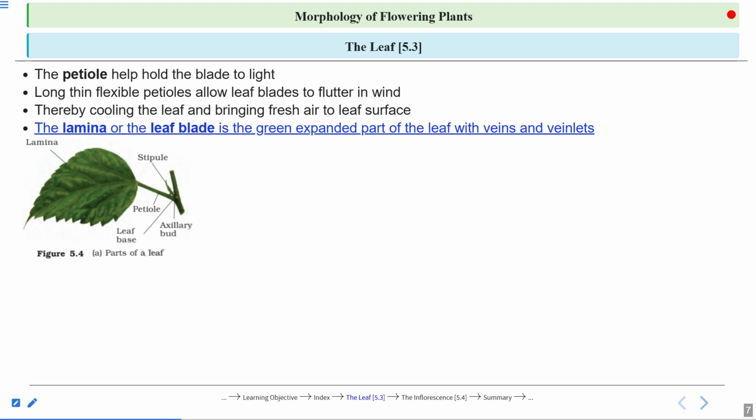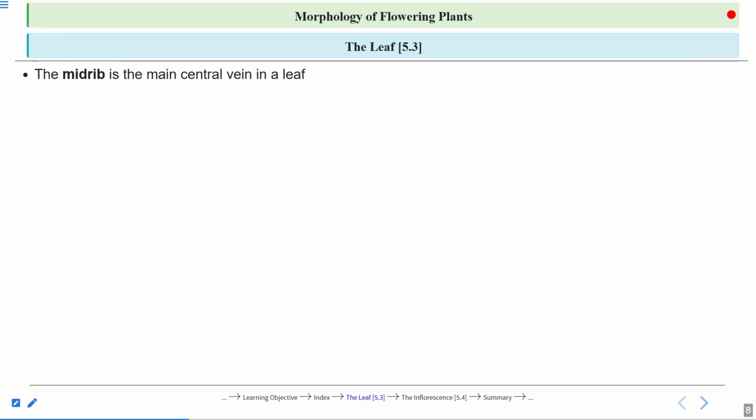Again, this is the image showing you the parts of the leaves. You can see this is the lamina, which is green in color. Okay, this is the petiole, which is the stalk of the leaf. So you should remember the functions of all the parts of the leaf. I've told you the function of all the parts here: stipule, petiole, lamina, leaf base, and the axillary bud develops into a branch as well. Now the midrib of the leaf. This is the main central vein in the leaf. Okay, and from the midrib arise the different veins and the veinlets.